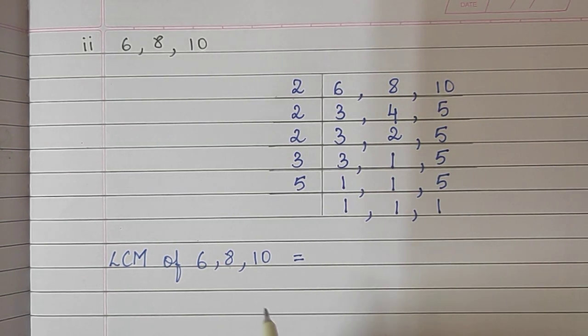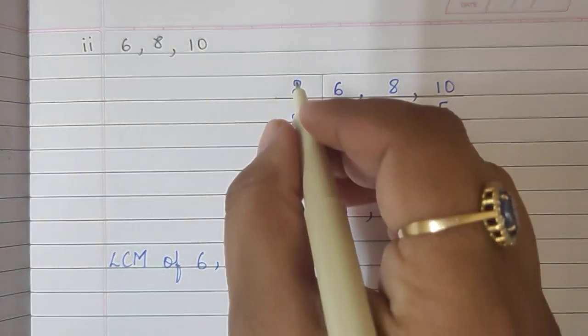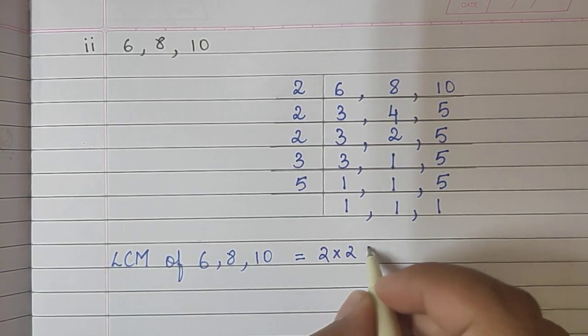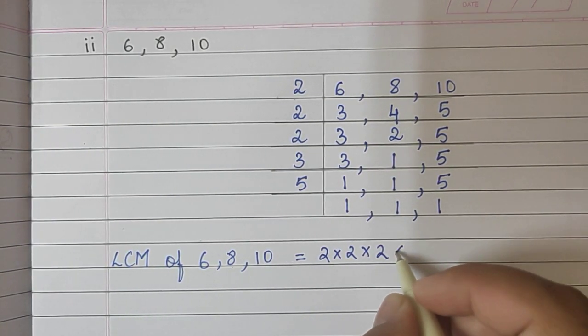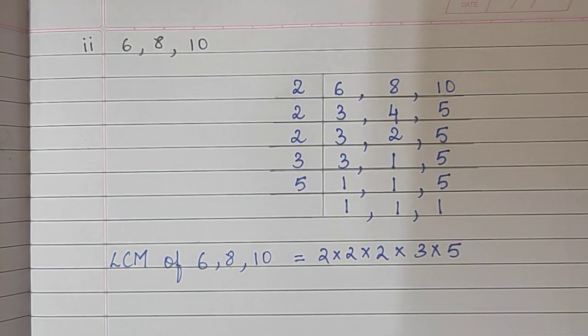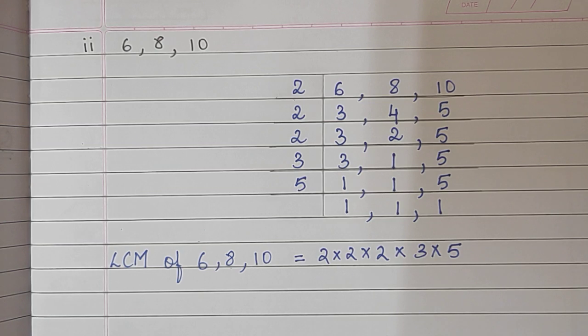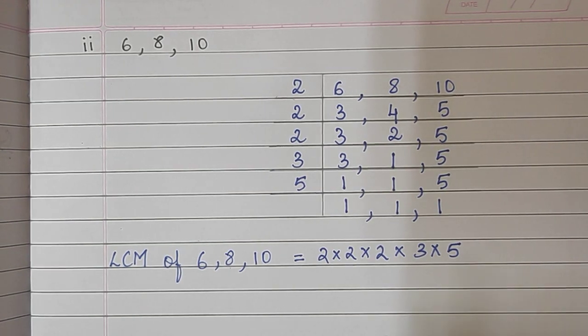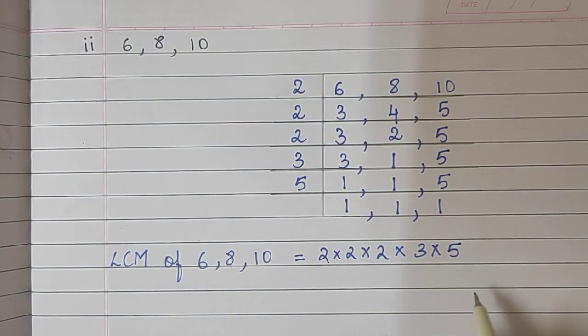So the LCM of all these numbers will be all these numbers multiplied. So we'll write here 2 multiplied by 2 multiplied by 2 multiplied by 3 multiplied by 5. If we are not doing it by the earlier method, we don't have to find what is common and there will be no confusion here. We can directly take all these factors and write here.